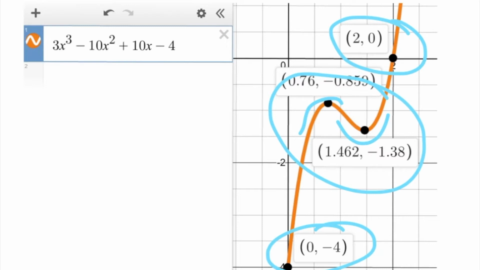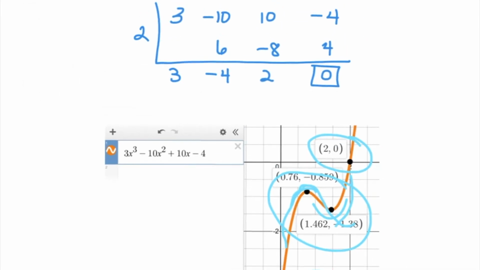If that was going up through the x-axis and back down through the x-axis and up through the x-axis again, then you would have more x-intercepts and you would have more real solutions. But when you see this kind of shape happening and it's not going through the x-axis, then you know that you have imaginary solutions. They're not real solutions.